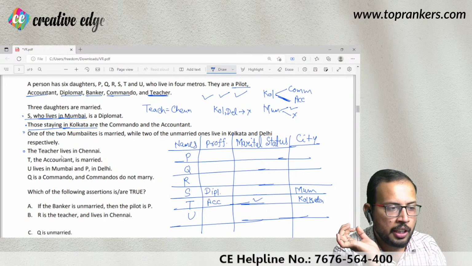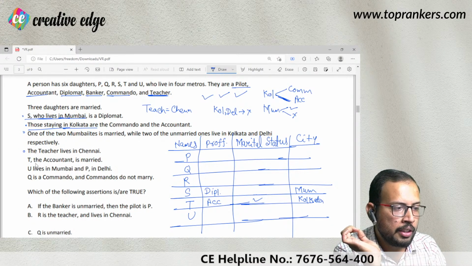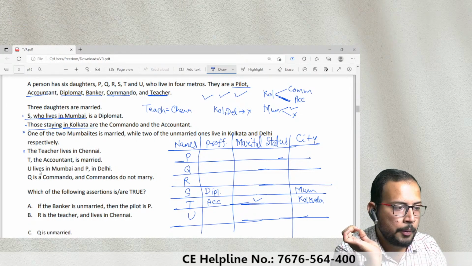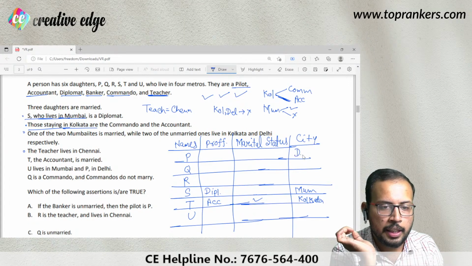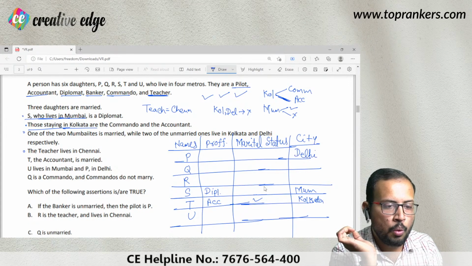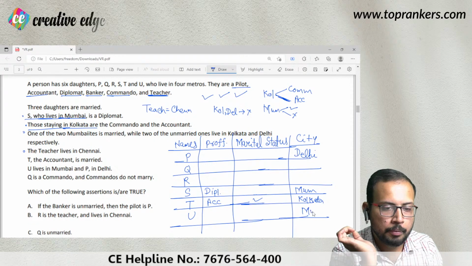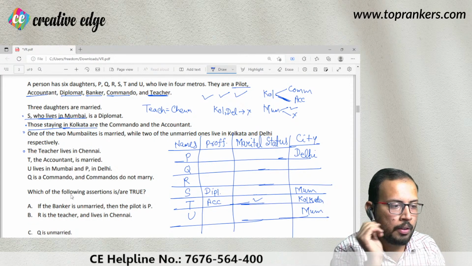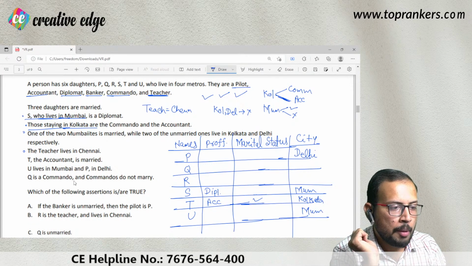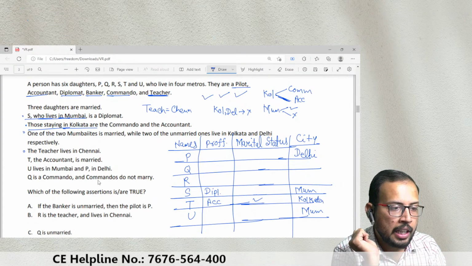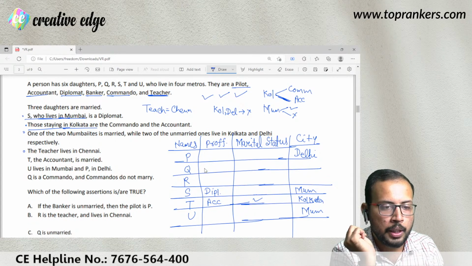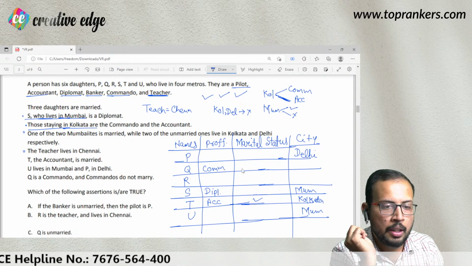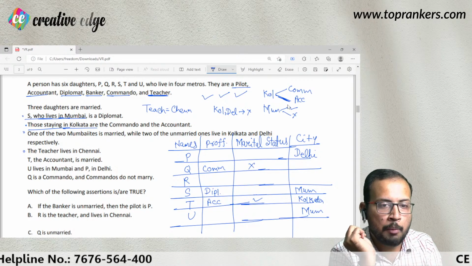Teacher lives in Chennai, fine, I am okay with it. T, the accountant is married, fine. U lives in Mumbai and P in Delhi. So P is in Delhi, U is in Mumbai. Q is a commando and commandos do not marry. So Q is a commando and commando is not married and commando lives in Kolkata.